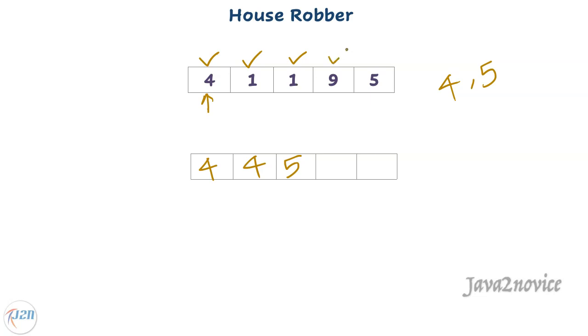We are at index 3. Same approach. We have two possibilities. The max amount till the previous index, which is 5. Let's keep it aside. Or the max amount till two indexes before and the current element. The max amount is 4 plus 9, which is 13. Let's keep it aside. Since 13 is bigger than 5, let's track it here.